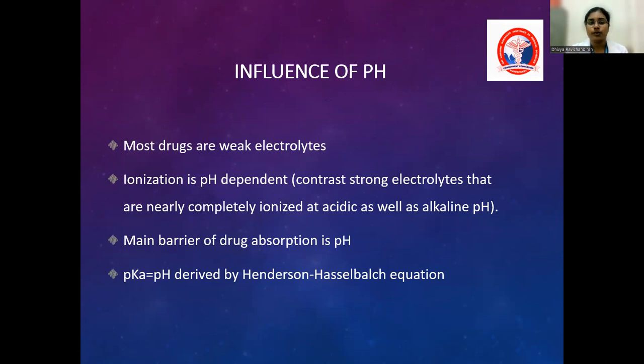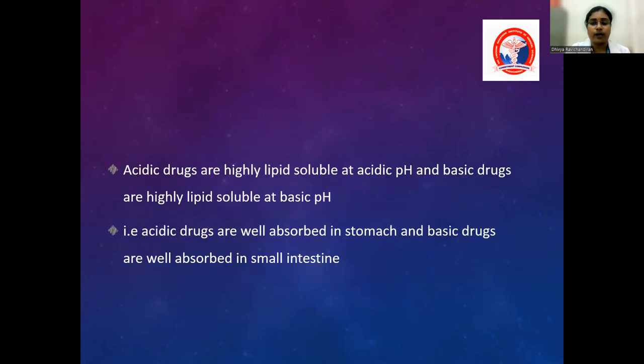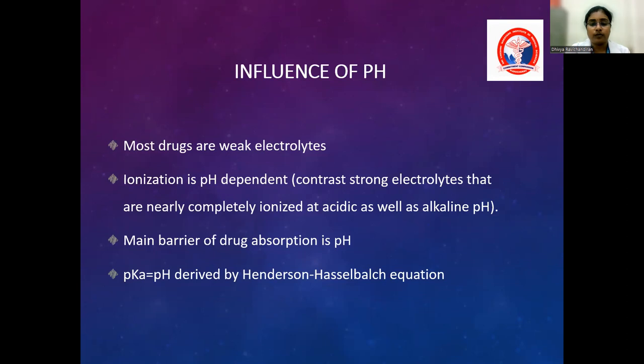So, influence of pH. pH is very important for transport of a drug. Most of the drugs we are giving are weak electrolytes. The ionization of the drug depends upon the pH. Weak acids placed in an alkaline medium get ionized, and weak basic drugs kept in an acidic medium will get ionized. So the main barrier to drug absorption is pH. pKa equals pH is derived from the Henderson-Hasselbalch equation. We have to know this for the amount of drug that can transport across the membranes.